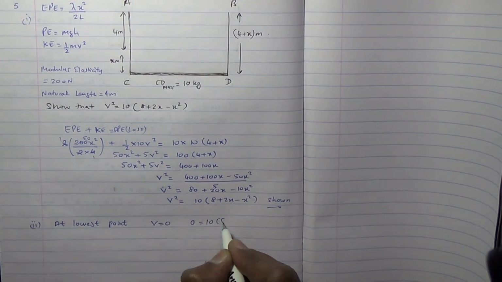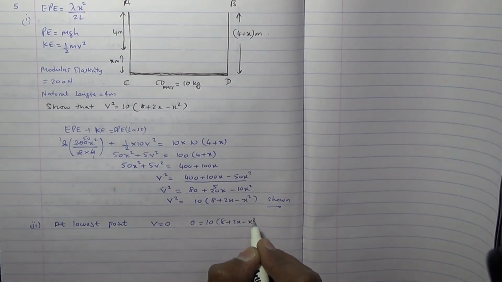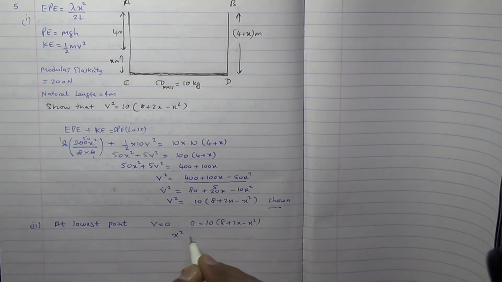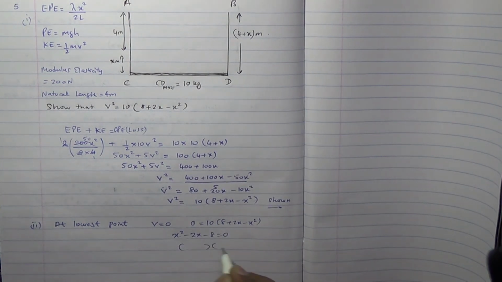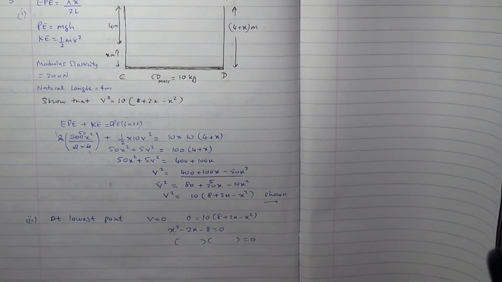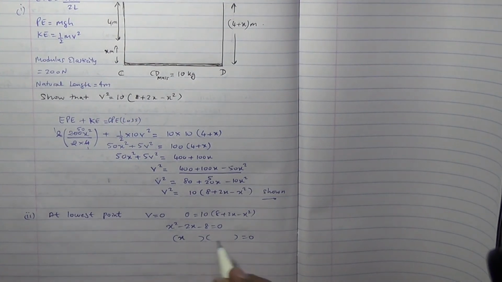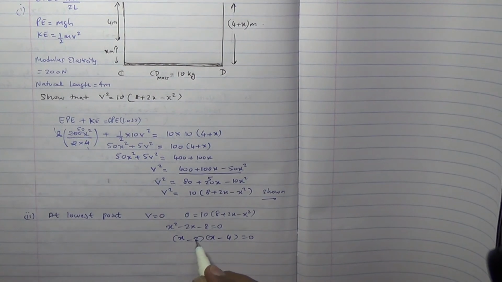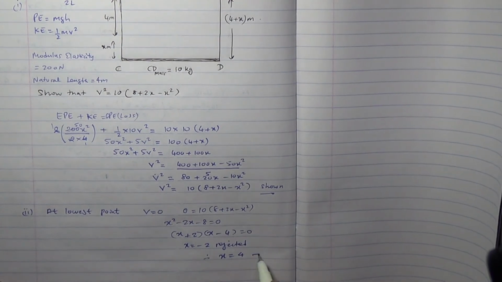So 10 into 8 plus 2x minus x squared equals 0, and you would agree with me that this is basically x squared minus 2x minus 8 equal to 0, and you can factorize. So we've got x, and 2 times 4, minus 4 plus 2 is minus 2, and so x is going to be equal to minus 2, and this one is rejected. Therefore I've got x is equal to 4, and this is the solution. Take care.